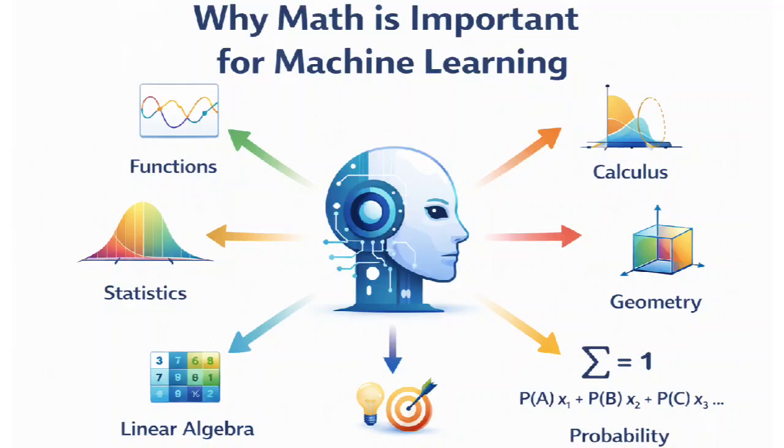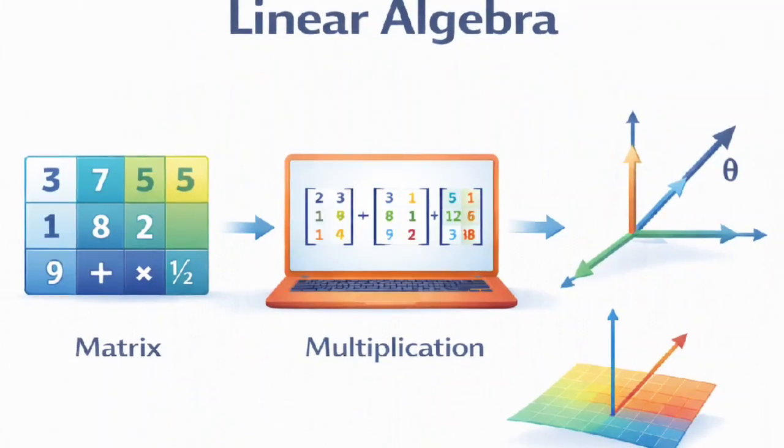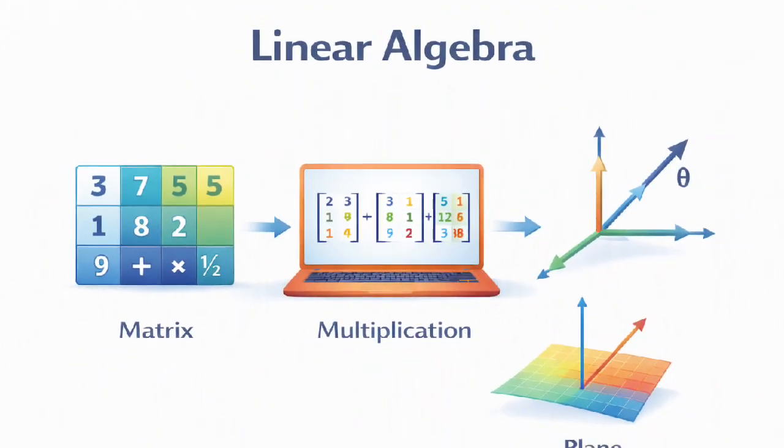The following are the important mathematics that we need to know before entering into machine learning. The first one is linear algebra. Linear algebra is the foundation of machine learning. Data in ML is stored as vectors and matrices. Operations like dot products help models calculate predictions.